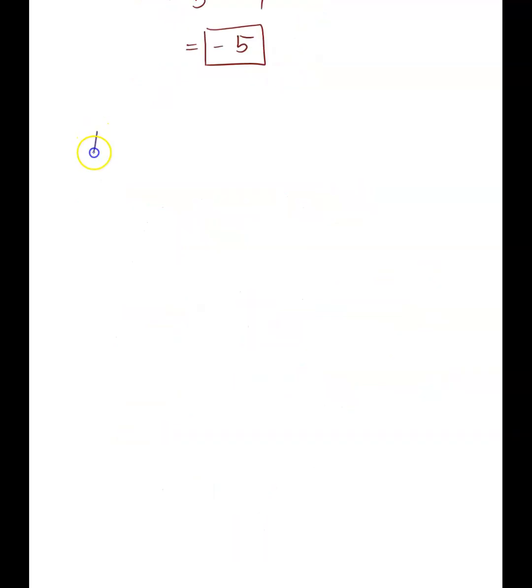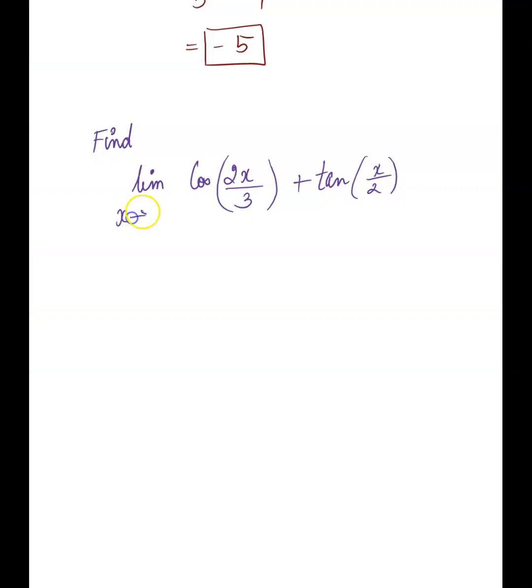Now in our next problem, it is find the limit of cosine of 2x over 3, and that's the angle part, plus tan of x over 2, as x approaches pi over 2. And of course this is all encased here. So here again we can apply the limit directly and see what happens.